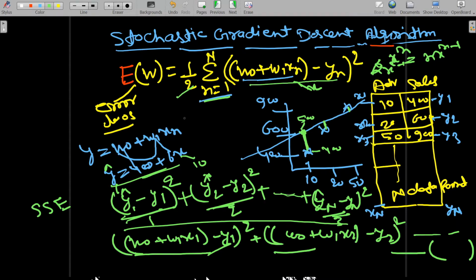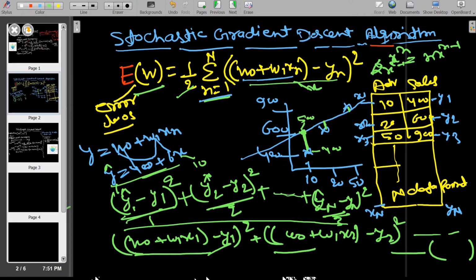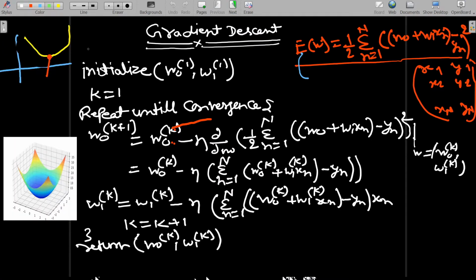Now, I hope you have understood what this error function is. So now let's go to the gradient descent algorithm, and then we'll go to the stochastic gradient descent algorithm. I have already explained the gradient descent algorithm earlier, but let's try to understand what this gradient descent algorithm is.